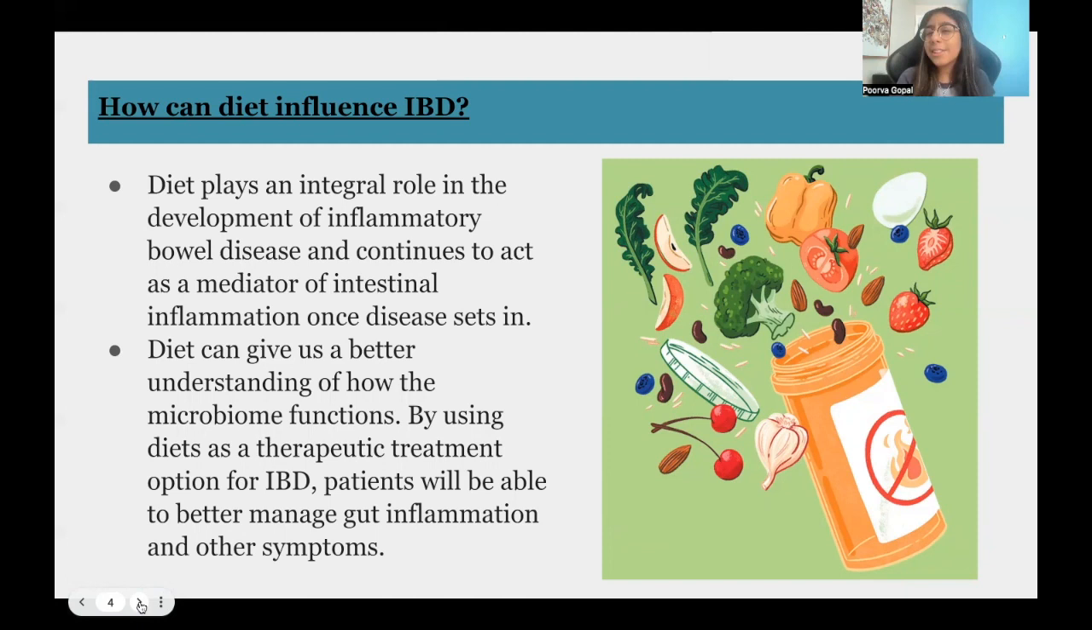Well, as said by the famous French lawyer, politician, and gastronome Jean Anthelme Brillat-Savarin, you are what you eat. There's often a sense of confusion on which diets can be the most beneficial for the symptom management of IBD. That's why I took it upon myself to analyze these diets that have been shown to be the most relevant, some of which include the Western diet, the Mediterranean diet, the specific carbohydrate diet, the exclusive enteral nutrition diet, and the low FODMAP diet.